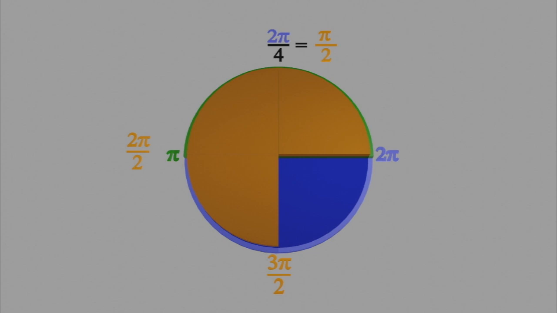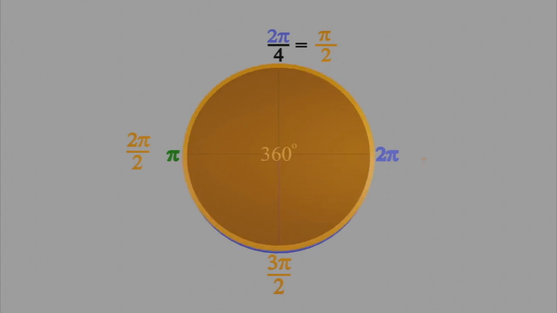If I have 4 wedges, I would write that as 4 pi halves, which would simplify to 2 pi. Since each wedge is 90 degrees and I have 4 wedges, 4 times 90 is 360 degrees, or 1 time around the circle. Now I'm going to remove all these pieces here.